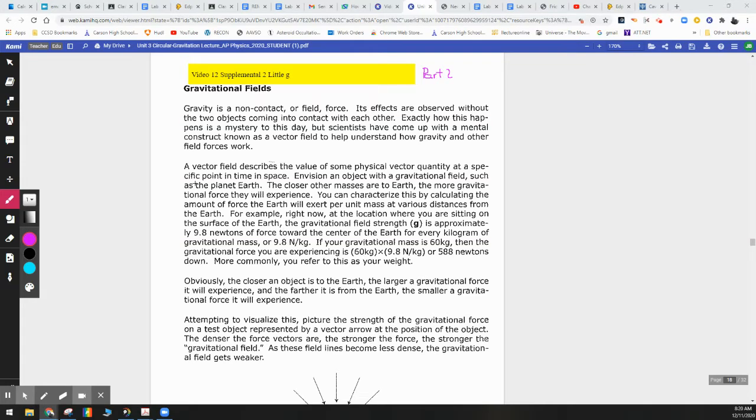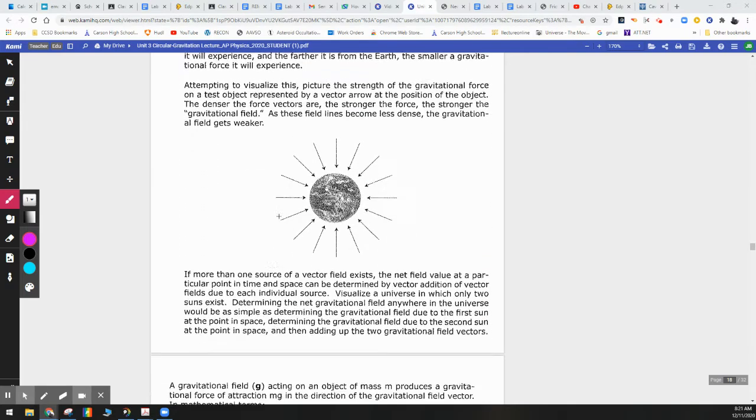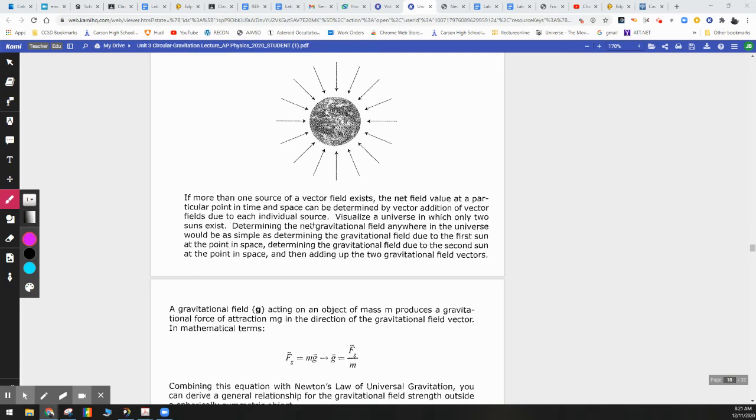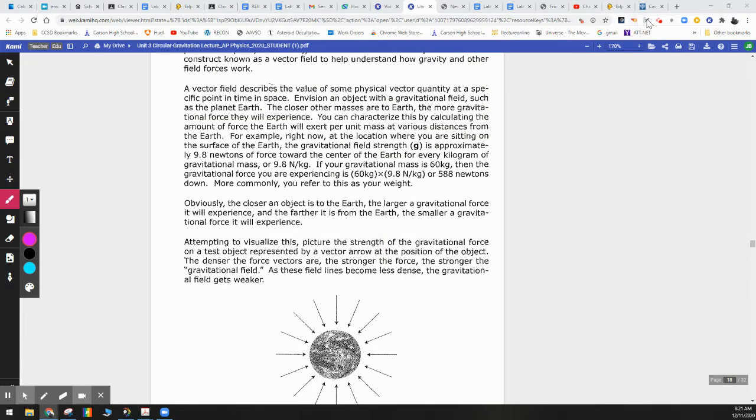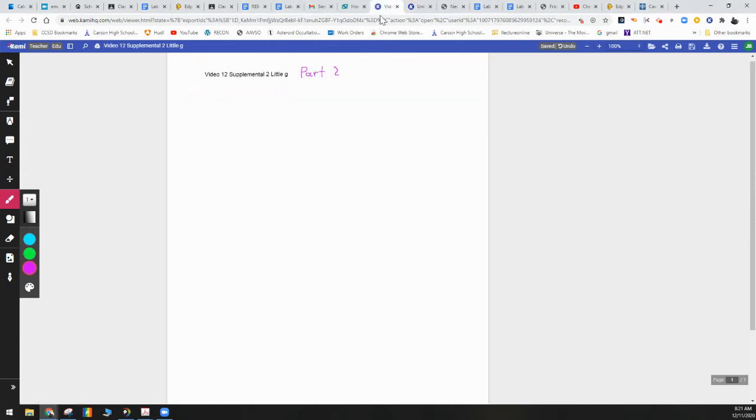We're going to continue on with our video 12 discussion, Newton's universal law of gravitation. This will be part two of the video, titled little g or gravitational fields, which is little g. So on here, we'll let you go ahead and read this part here for further reading. And I'm going to talk a little bit about what this is here, what the mathematics are, and we'll go ahead and see what we got going on here. All right, so let's go ahead and click on this here.